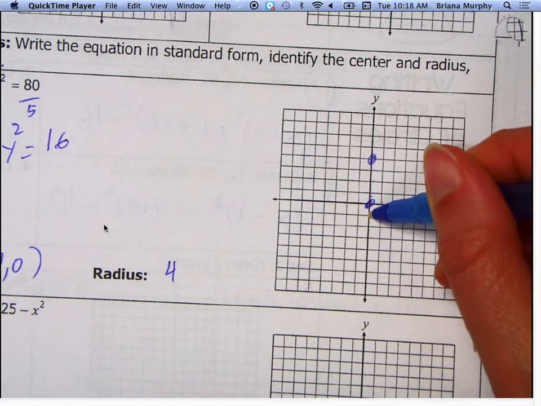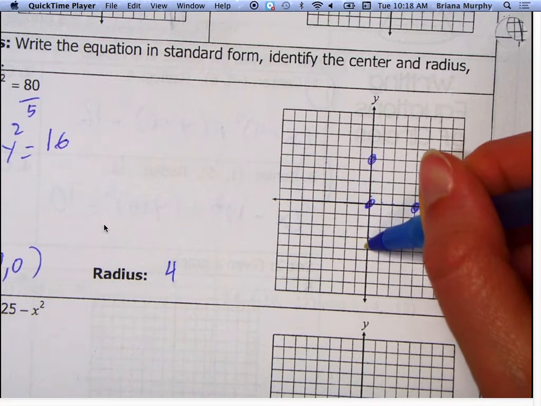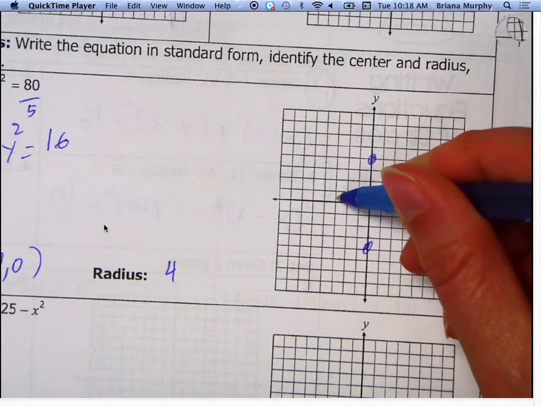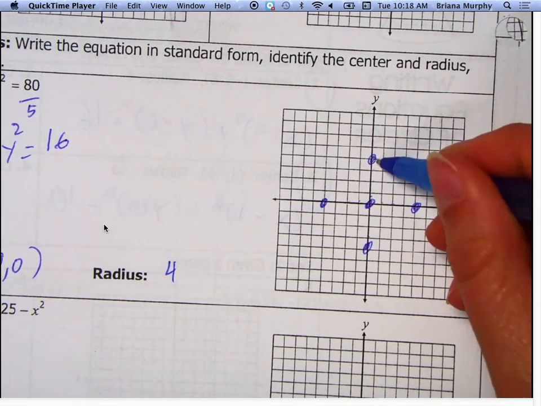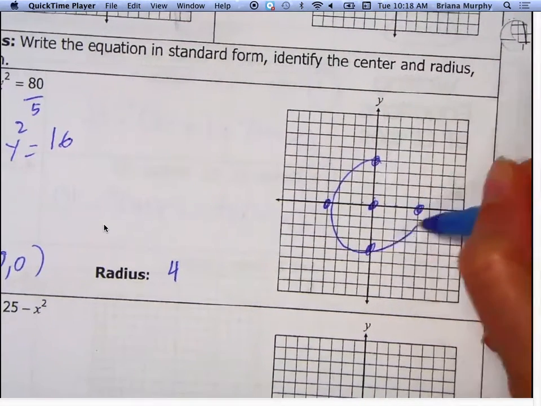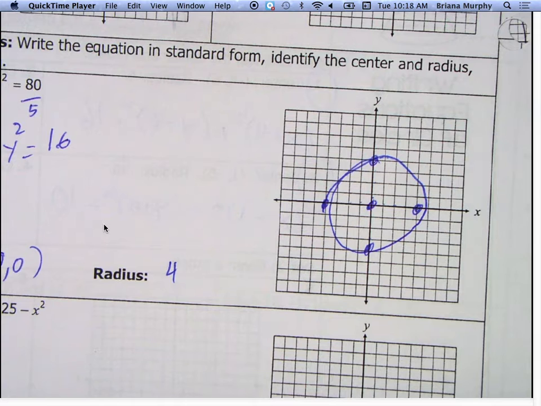Are we okay with graphing? I like to go in every direction because then I feel like I can draw my circle better. And then that is what I'm going to count for your quiz, is that you went in every direction in the same way. Okay, let's try number 4.